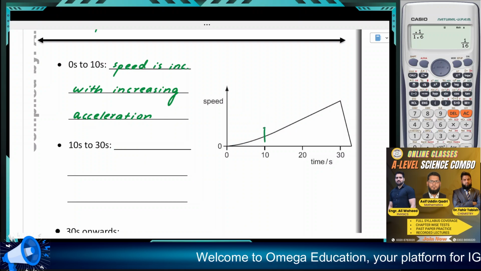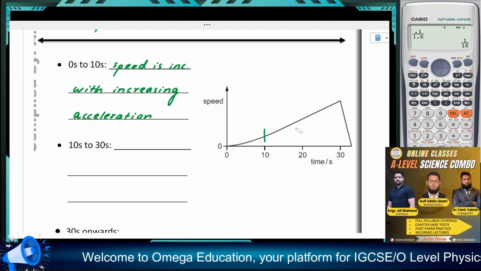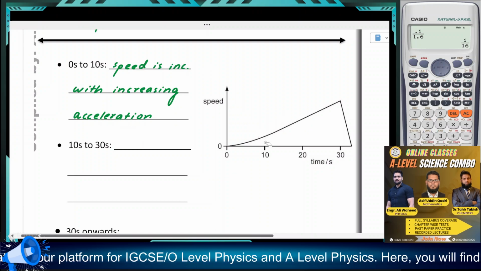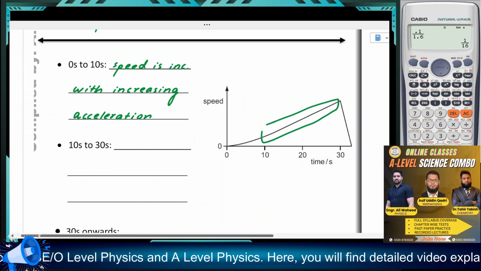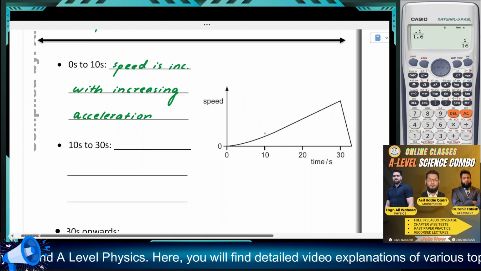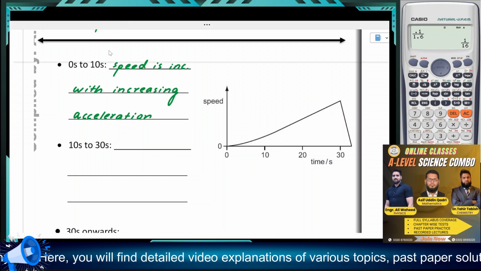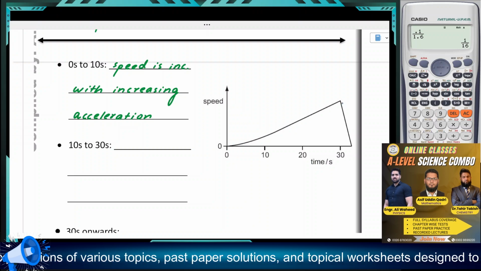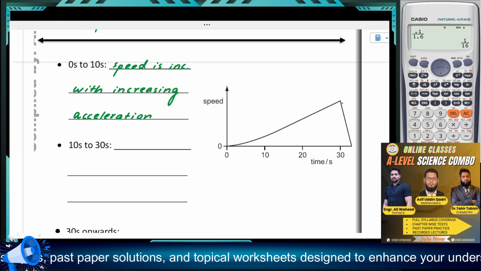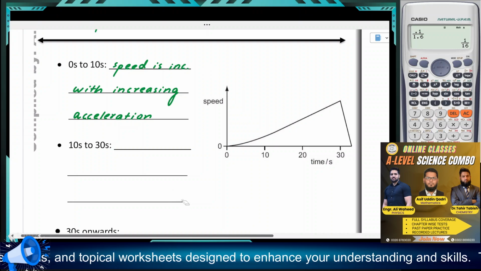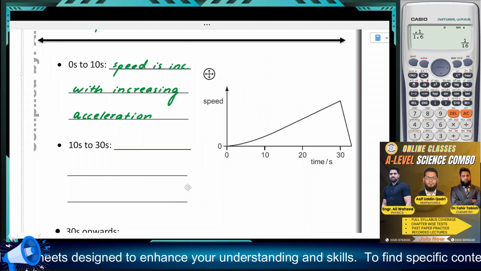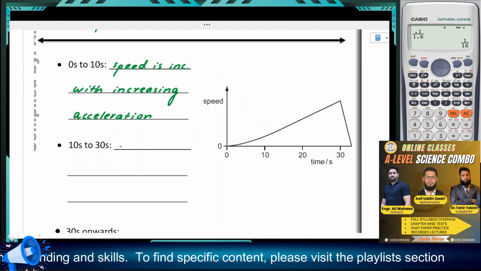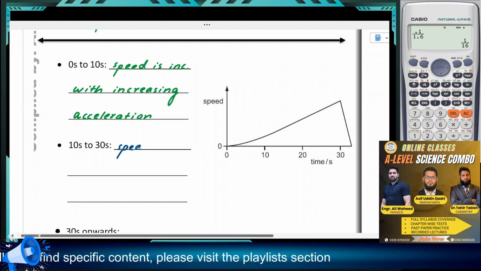And after 10 seconds all the way to 30 seconds, what we have is a straight line from here all the way till 30 seconds. We have a straight line. So is the speed being increased from 10 to 30? Yes. Then the question is, is it increasing at a constant rate, at a uniform rate, or at a non-uniform rate? Uniform rate. Uniform rate, very good.